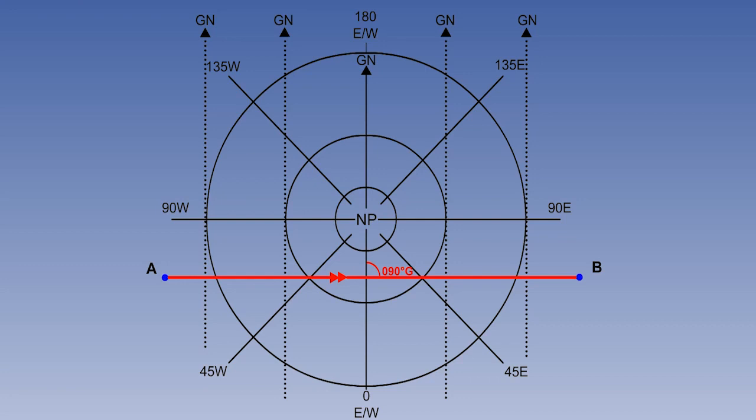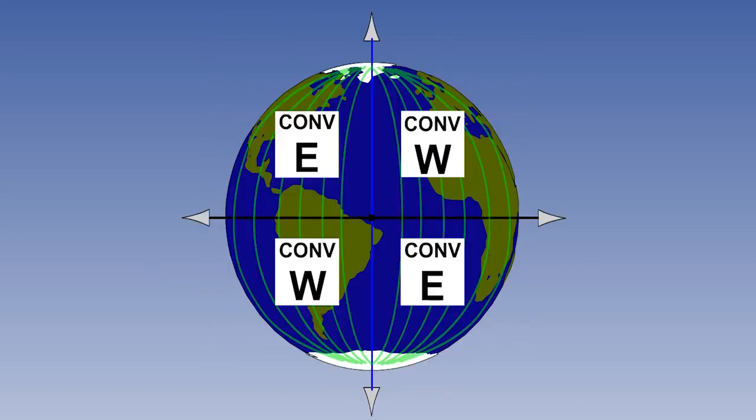This is a polar stereographic chart, and the grid track from A to B is 090 degrees. We're going to work out the relationship between true and grid track at various points. In order to do that, we'll need to use the east, west, west, east rule.